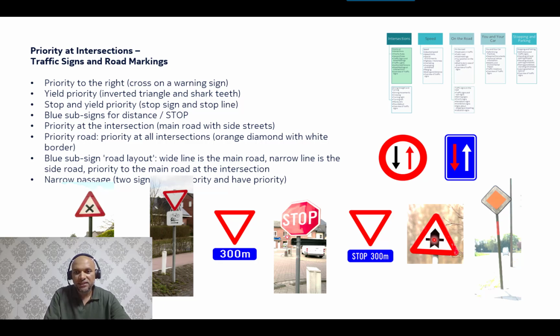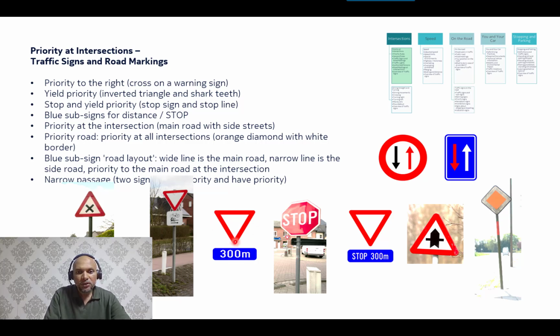That's what it indicates. Now, there is another one, the yield priority. It's an inverted triangle, and these boards are also called shark teeth. Here again, this indicates that you must give priority, okay? You must give priority from the right as well as from the left, to vehicles coming from the right as well as vehicles coming from the left.